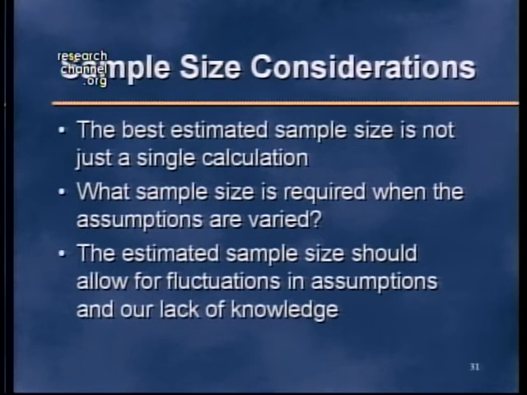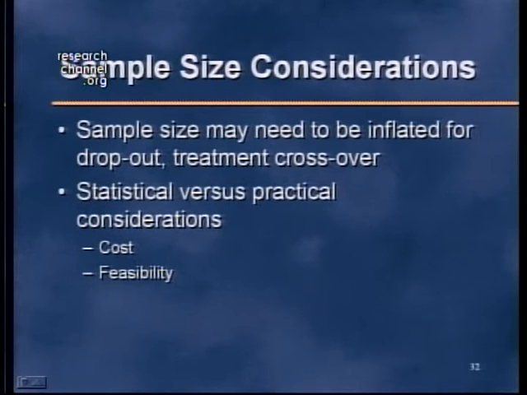So I just want to reiterate that the best estimated sample size isn't just one number. You'd usually want to vary the assumptions and see what the range of sample sizes are under different assumptions, and allow for the fact that we don't have perfect knowledge when we make these assumptions. We also might need to consider inflating sample size. If you know that you might have dropout of patients in a study or treatment crossover, you may want to inflate it by 5-20%. And again, although you're doing these statistical calculations of sample size, you'd want to balance it by practical considerations as well, both cost and feasibility.